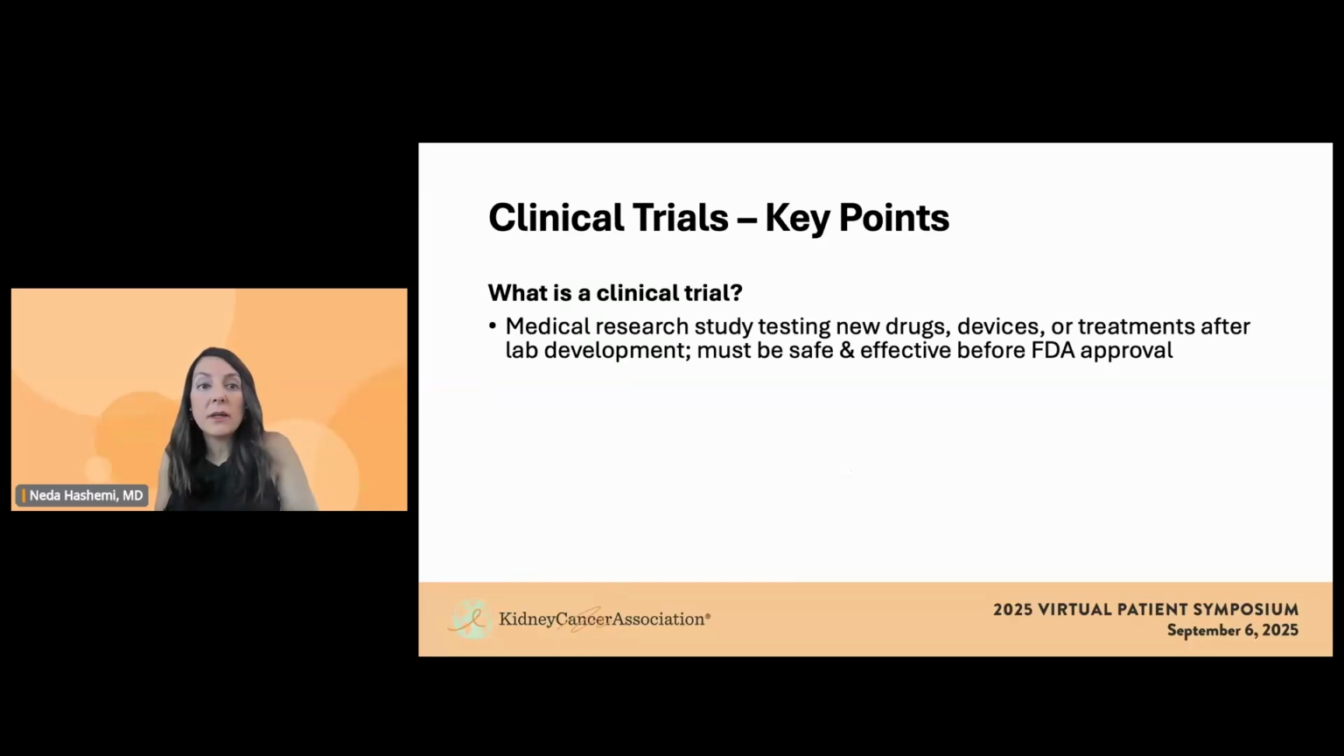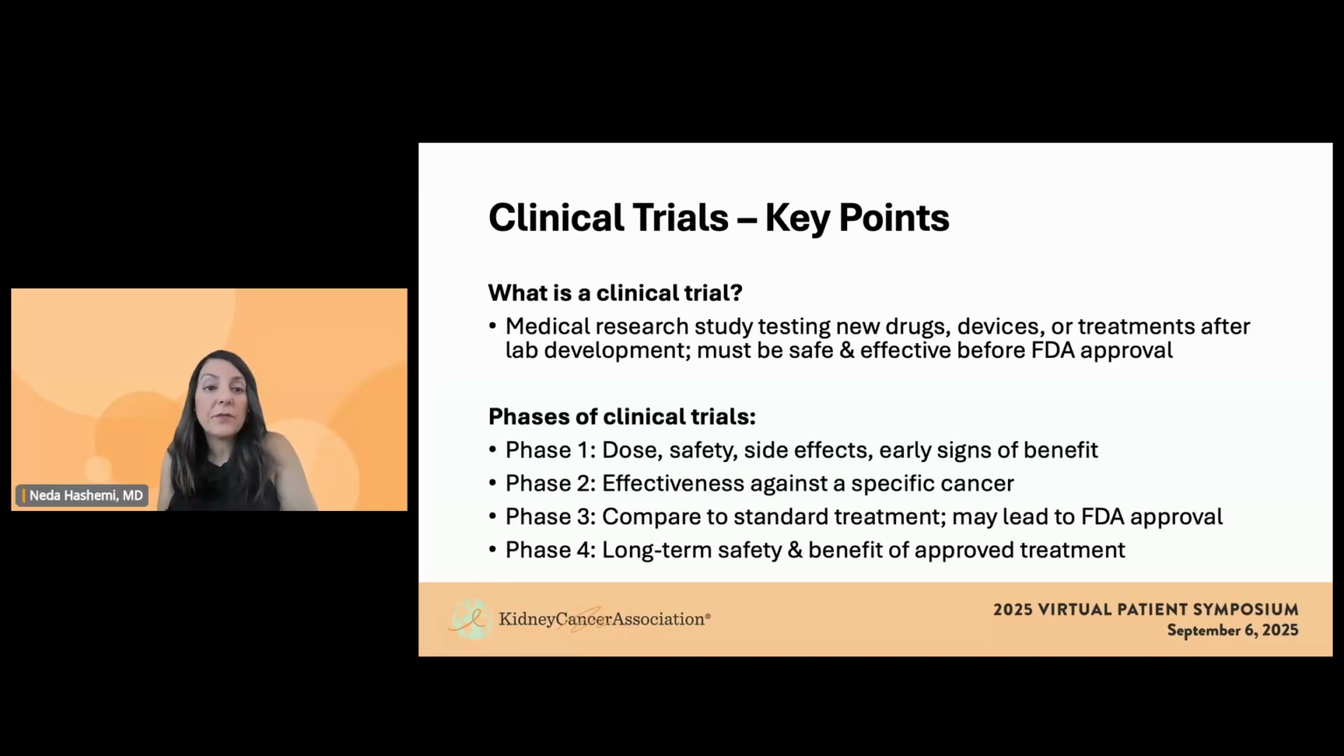I have one slide on key points on clinical trials. I know we have a whole session about that. So what is a clinical trial? It's a medical research study testing new drugs, devices, treatments after they have already been developed in the lab. Because before these get approved, we should confirm that they're safe and effective.